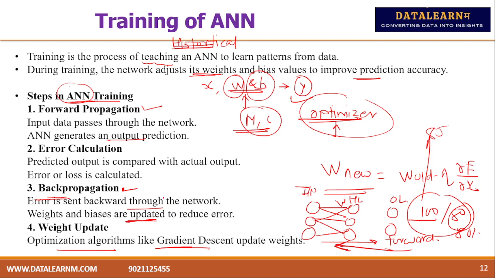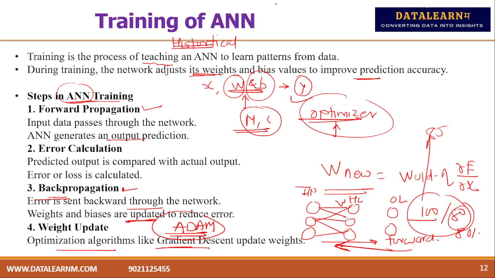So there are some optimizers. Gradient descent is there, stochastic gradient descent is there, mini batch gradient descent is there. Nowadays they are using something called the Adam optimizer. These are some of the optimizers which are used to update the weights.